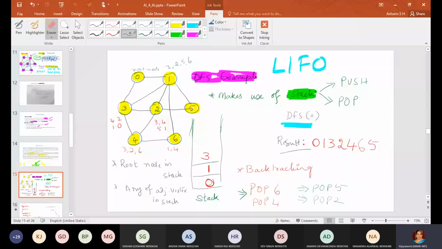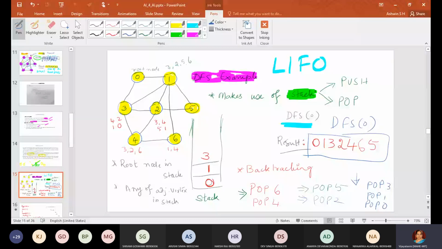Okay. Then next step, is there any check? No. Then you pop 3, then you pop 1, then you pop 0. So till you get the complete DFS, you will be popping all the elements one by one, because this is what is called backtracking, and finally you get the final answer for the given problem. Okay, this is called depth first search.